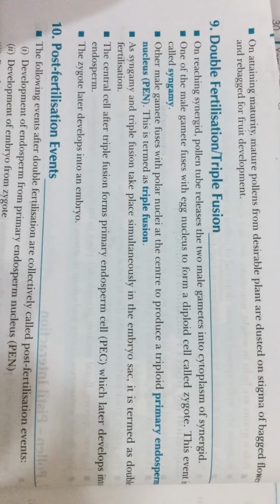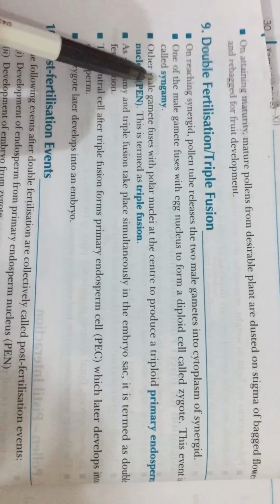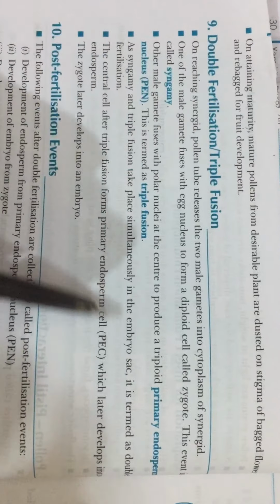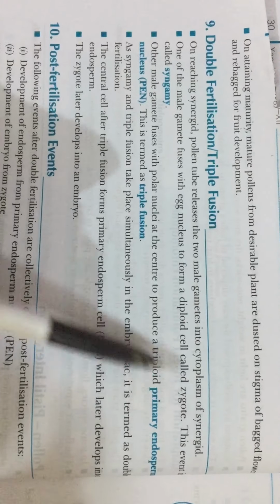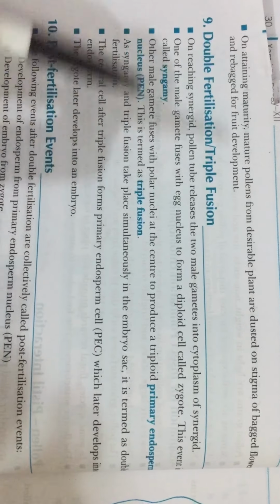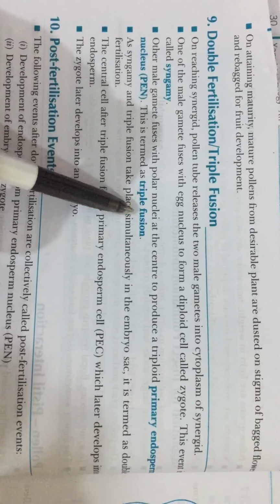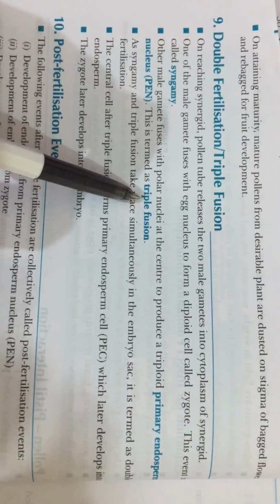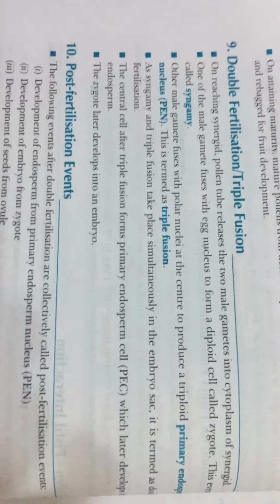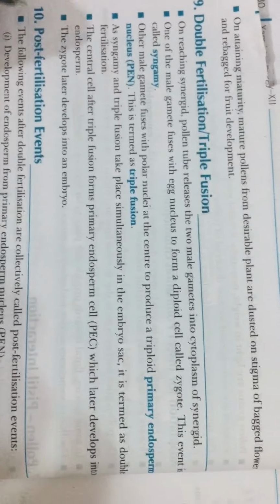When one of the male gametes fuses with the egg, it is called syngamy or generative fertilization, and it leads to the formation of a diploid zygote. And in the other case, when the second male gamete fuses with the two polar nuclei or secondary nucleus, which is already diploid, the process is called triple fusion, and it is vegetative fertilization and leads to the formation of triploid endosperm. PEN is formed, the primary endosperm nucleus.